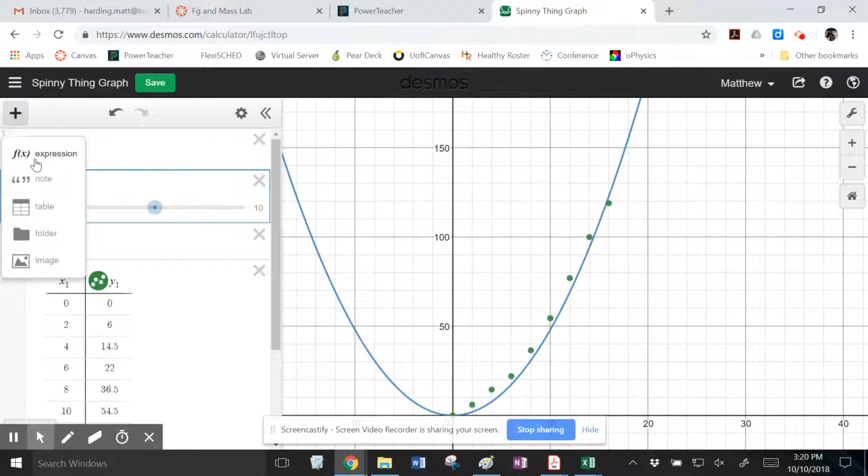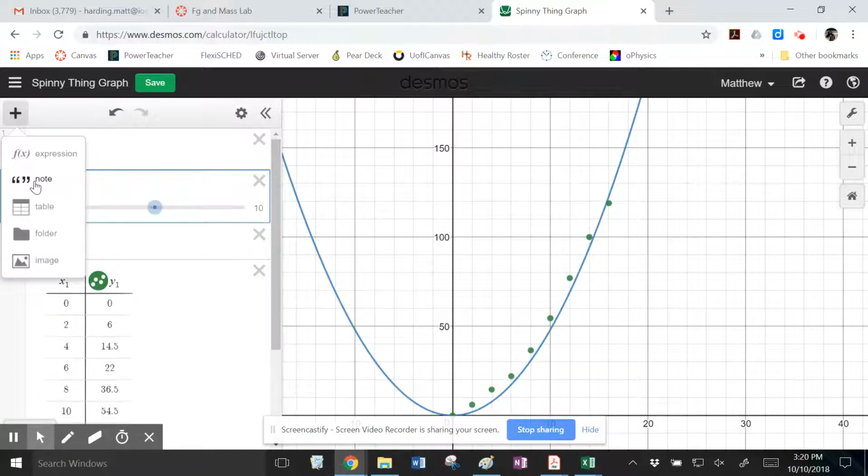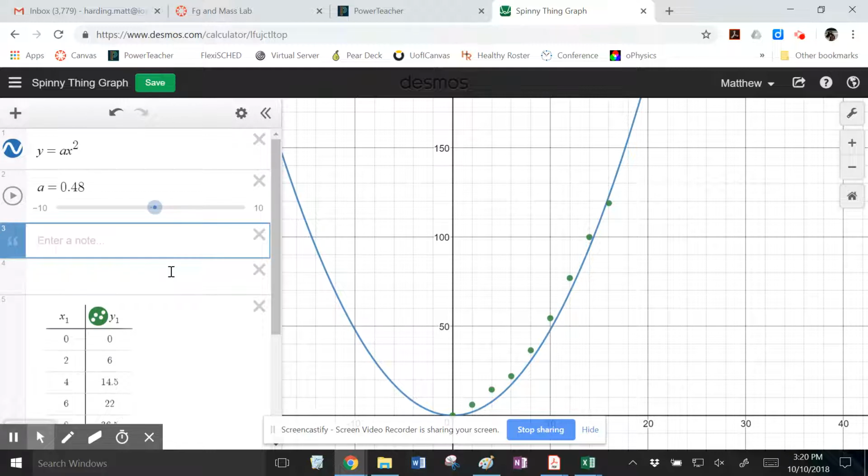So if I look at what's on y, I don't want to add another expression. I want to add a note. If I look at what's on there in terms of y, that would say position equals constant, that's what a represents, times time squared. Okay, times time raised to the second power. Plus b or whatever. So yeah, that's a quadratic relationship that I'm seeing here.